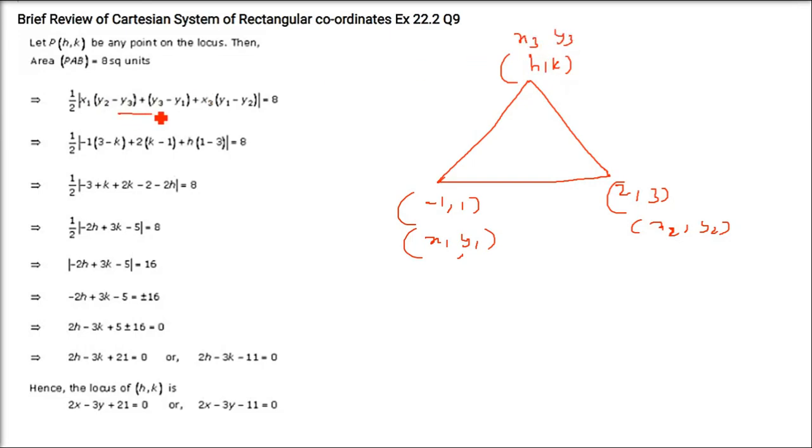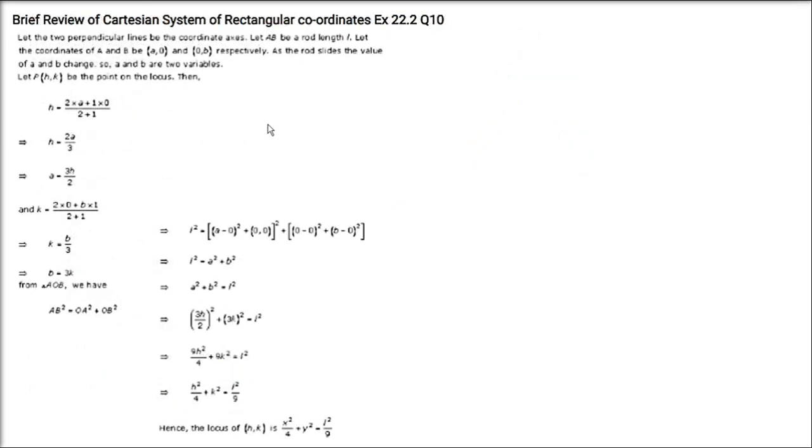Put it in this formula, area of a triangle. And as I said, we have to use the modulus. This equals 8. Whenever you solve it, you have to take plus 16 and minus 16. Both values, 16 and minus 16, have to be taken. 2x - 3y - 11 = 0 will come and 2x - 3y + 21 = 0 will come.